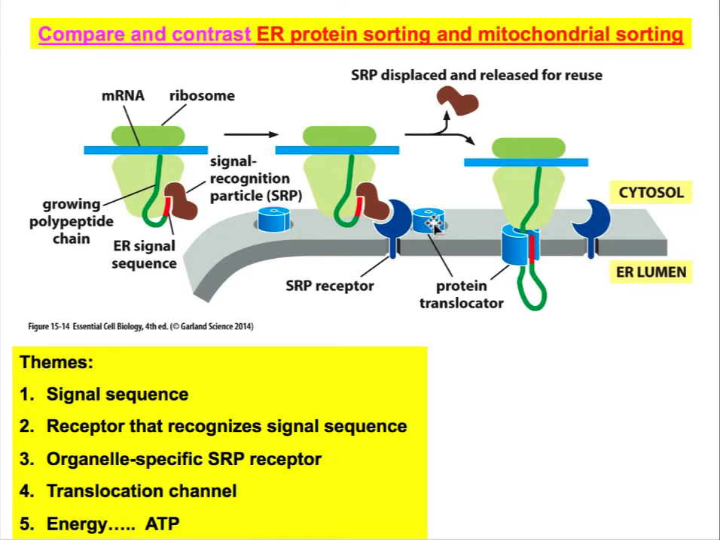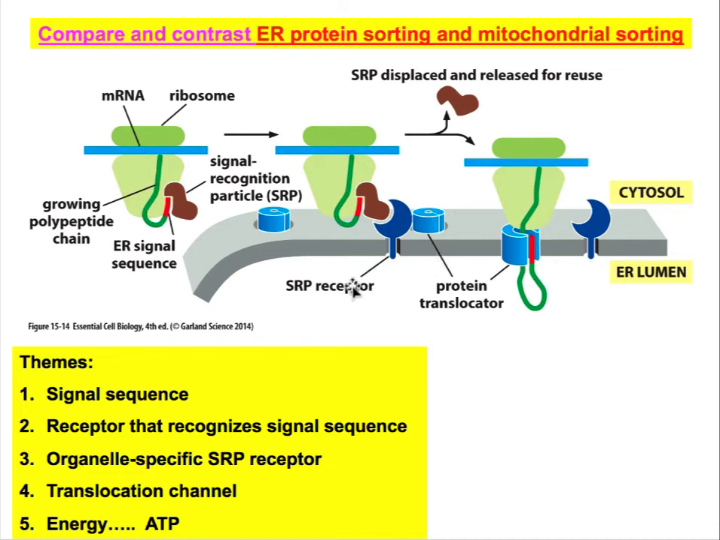So what's the function of all these? Well, everything is done in sequence. The signal sequence is first leaving the ribosome. And as it does so, it is quickly recognized by signal recognition particles floating around in the cytosol. And these particles can also recognize the ribosome. So they bind to both the polypeptide and the ribosome, preventing or slowing down further polypeptide synthesis until they dock with the SRP receptor.